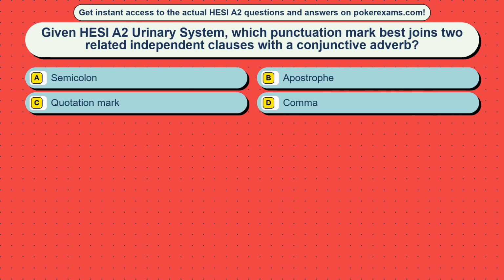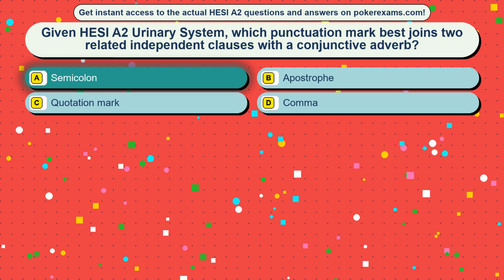Question 18. Given HESI A2 urinary system, which punctuation mark best joins two related independent clauses with a conjunctive adverb? Option A, semicolon. Option B, the apostrophe. Option C, quotation mark. Option D, comma. The correct answer is option A, semicolon.